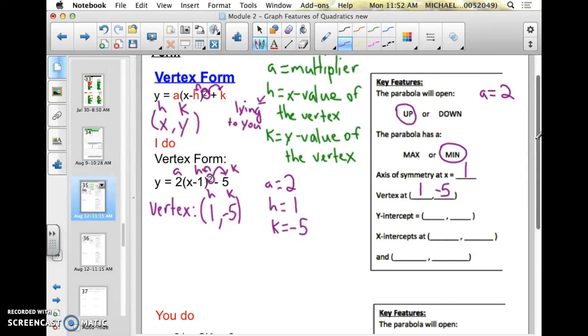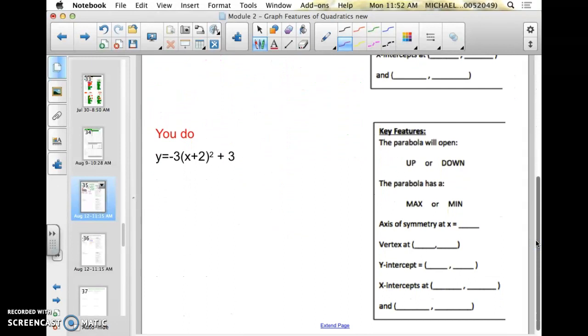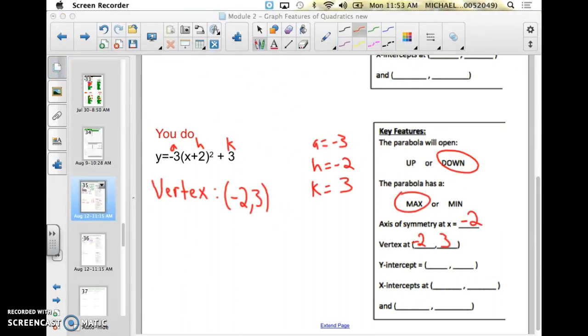At this time, I'd ask if you please pause the video so you can try an example on your own and check your work with mine. All right, at this point, you should have paused the video and tried this example on your own. And here is the work that you should compare your work to. Hopefully it matches. I found the vertex to be negative 2 comma 3.